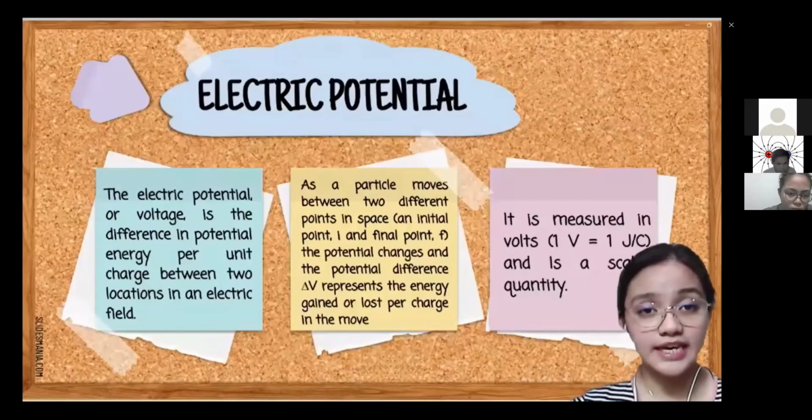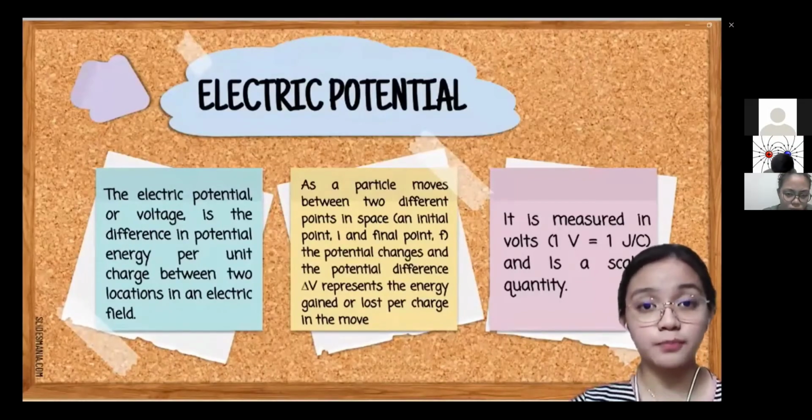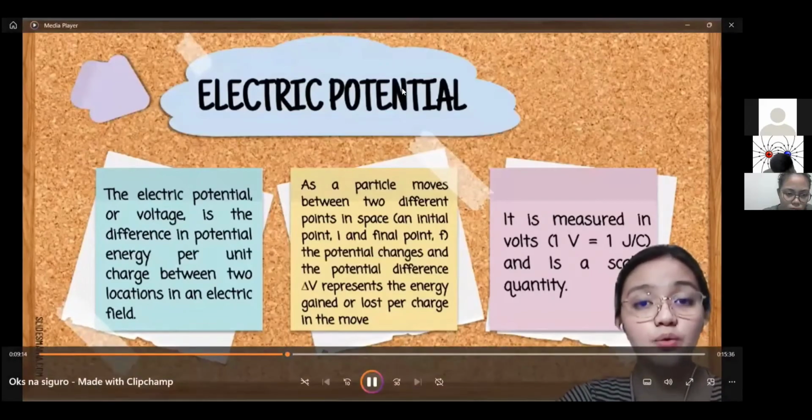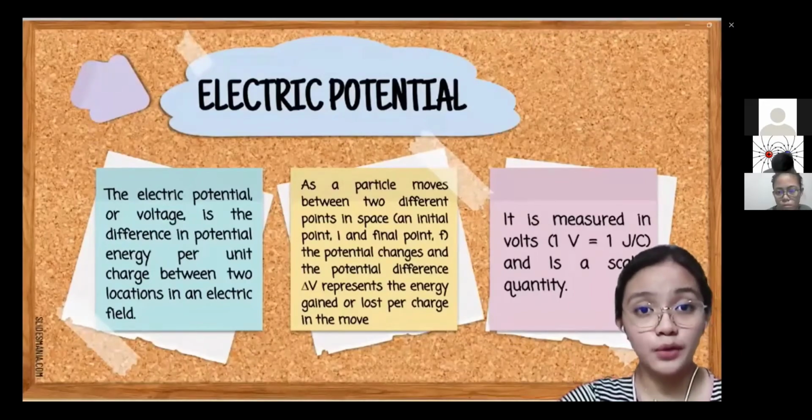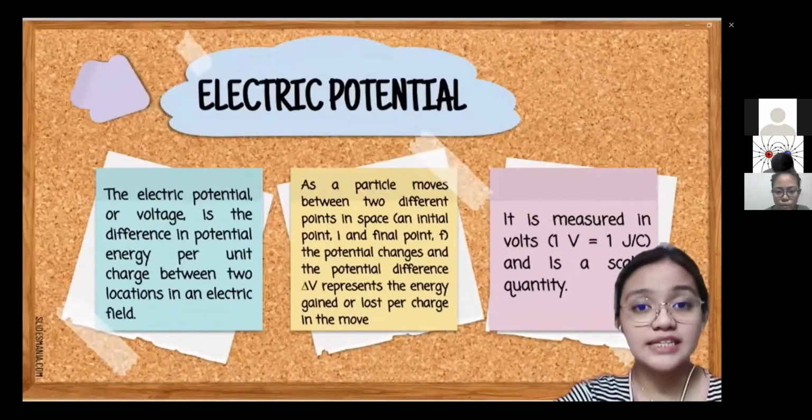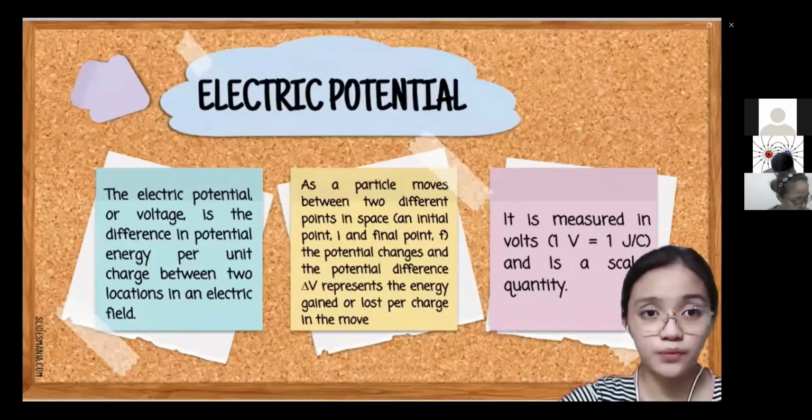The electric potential or voltage is the difference in potential energy per unit charge between two locations in an electric field. The electric potential is a measure of the amount of potential energy per unit charge. It is the work done per unit charge in order to bring the charge from infinity to a point in the electrostatic field against the field force. So as a particle moves between two different points in space, an initial point and a final point, the potential changes, and the potential difference represents the energy gained or lost per charge in the move.